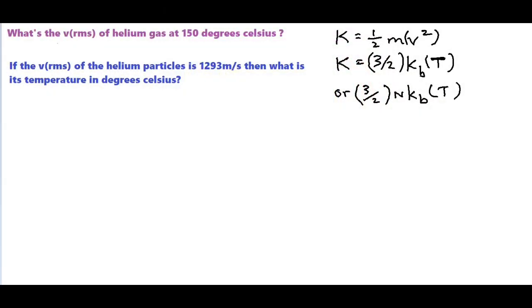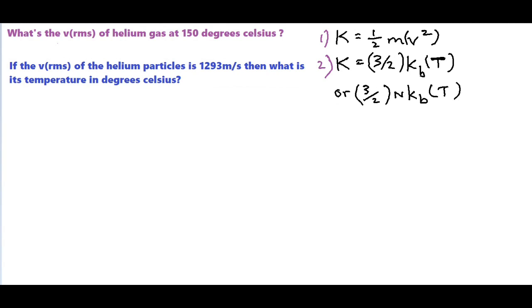In this video, we're going to be working out two example problems to help you understand how to calculate the root mean square velocity and also a variation of the problem where we're solving for temperature as well. We're going to be focusing on these two equations: the average kinetic energy equaling 1/2 mass times that root mean square velocity squared, and 3/2 times kb, Boltzmann's constant, times temperature.